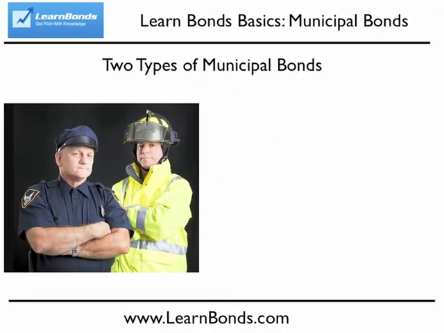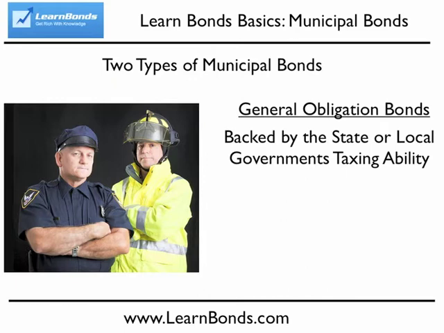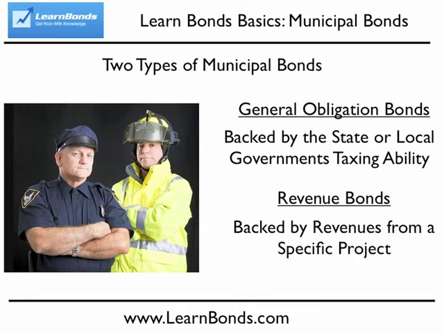There are two primary categories of municipal bonds. The first are general obligation bonds. General obligation bonds are municipal bonds which are backed by the full faith and credit of the state or local government that issued the bonds. The second are what is known as revenue bonds. The difference between general obligation and revenue bonds is that revenue bonds are backed by the revenues from the project they were issued to fund. Examples of the type of projects that are funded with revenue bonds are toll roads and sewer systems.